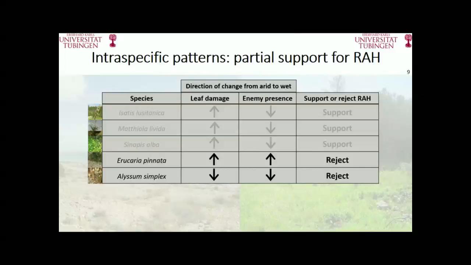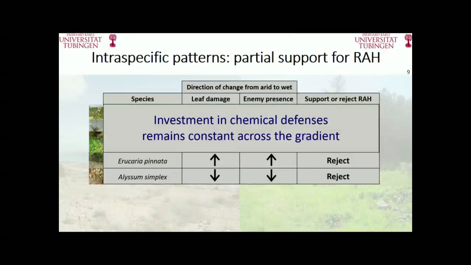However, when we look at other species, we see a different mechanism at play, and therefore we reject the resource allocation hypothesis. In Araucaria pinnata, we see an increase in leaf damage with an increase in enemy presence, and the opposite trend seen in Alyssum simplex. So from this, we can suggest the mechanism behind is that the investment in chemical defenses remains constant across the gradient. So with more herbivore pressure, you get more leaf damage, and therefore this rejects the resource allocation hypothesis.